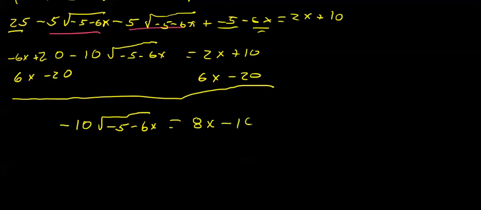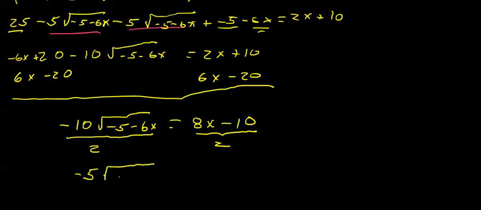minus 10. And before I go any farther, I'm going to divide both sides by 2, to simplify it a little bit, make the numbers smaller when I multiply or when I square, equals 4x minus 5.